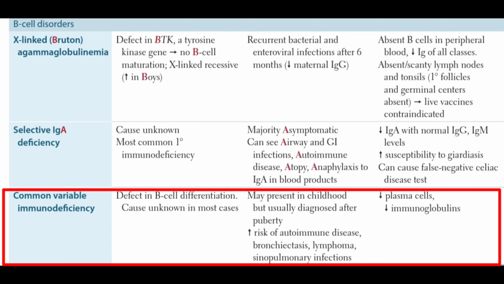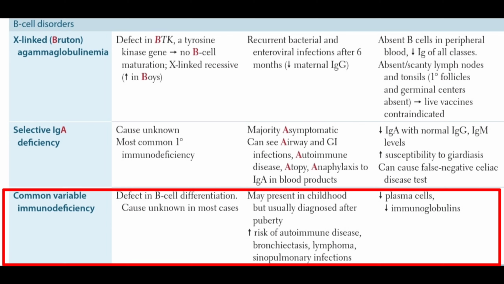Now let us talk about the common variable immunodeficiency. In the common variable immunodeficiency, there is the defect in the B cell differentiation. So the cause is unknown in most of the cases. The presentation in the common variable immunodeficiency, it may present in the childhood but usually diagnosed after the puberty. So there is increased risk of the autoimmune disease, bronchiectasis, lymphoma and sinopulmonary infection.